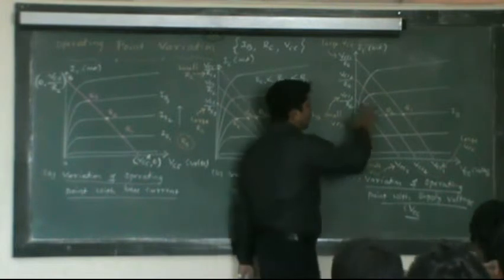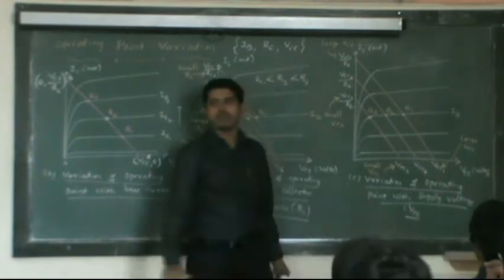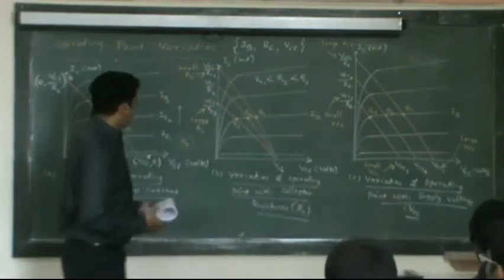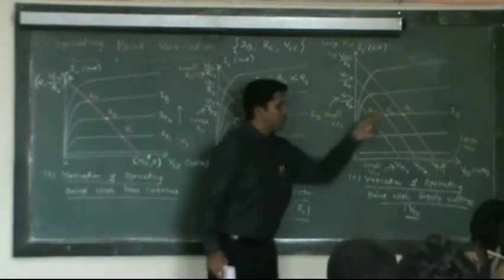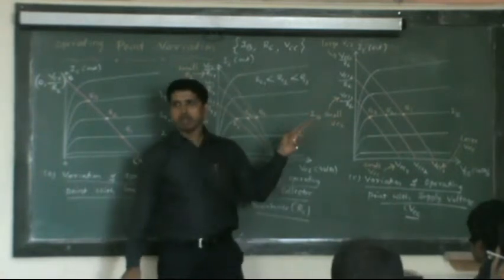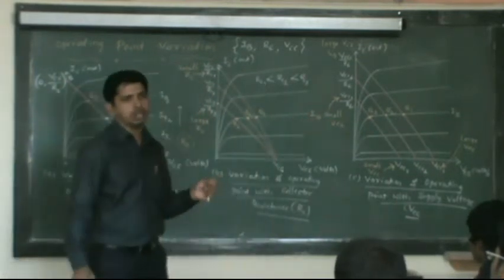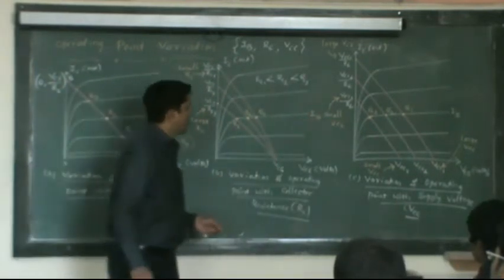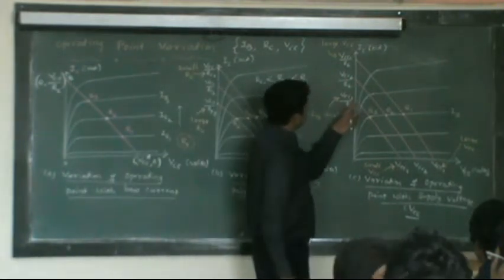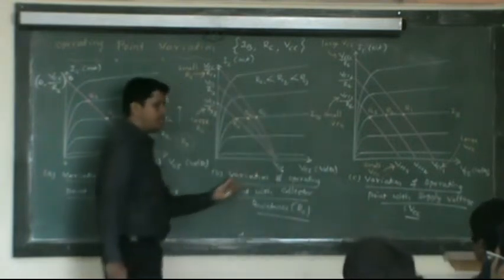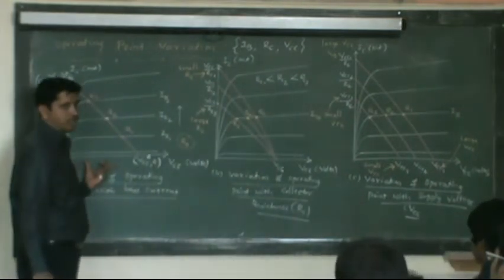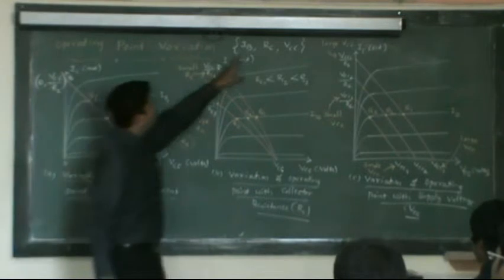But all these quiescent points are not going to give you faithful amplification. You are looking at different quiescent points here, here, and here. Now the question is, which is going to be the suitable operating point? The operating point changes with respect to supply voltage, collector resistance, as well as base resistance. You must fix all these 3 quantities.